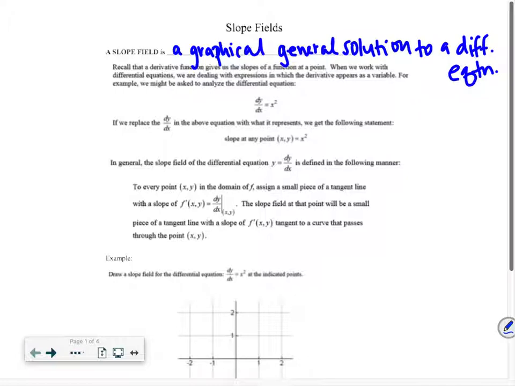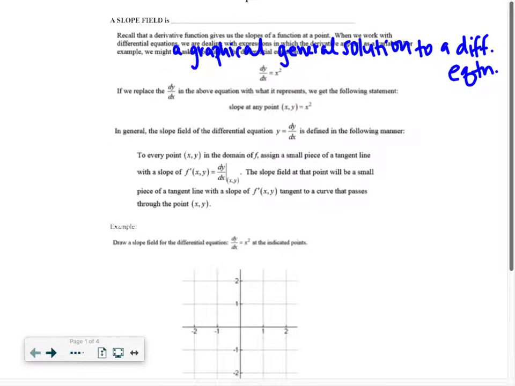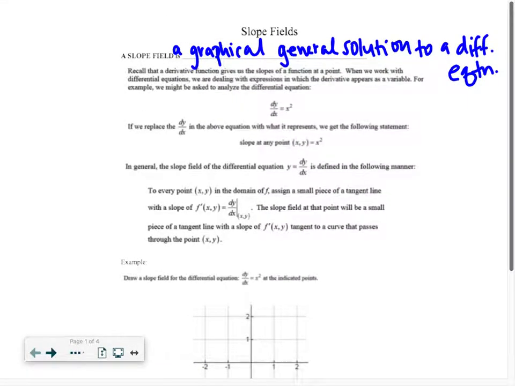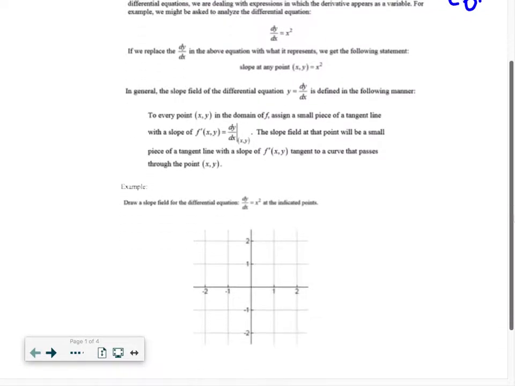So let's just remind ourselves how this works here. See, my scroll bar is right here, on the edge. Not helpful there.